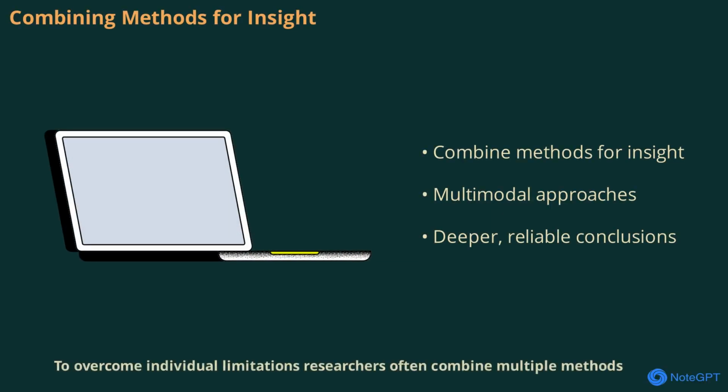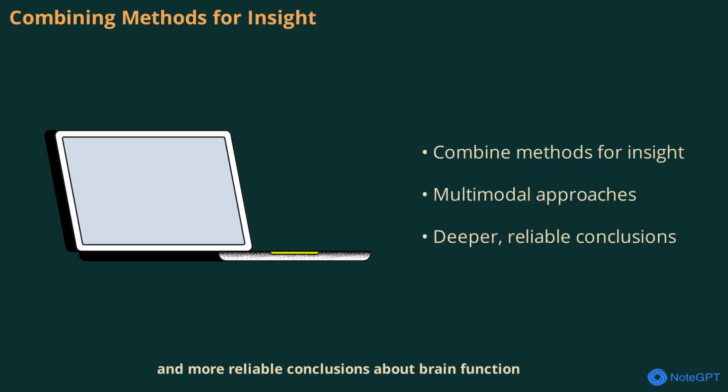To overcome individual limitations, researchers often combine multiple methods. For example, using EEG and fMRI together can provide both high temporal and spatial resolution. This multimodal approach leads to deeper insights and more reliable conclusions about brain function.